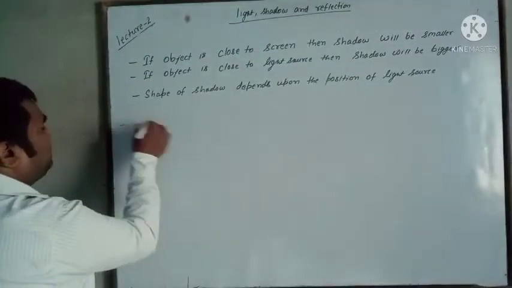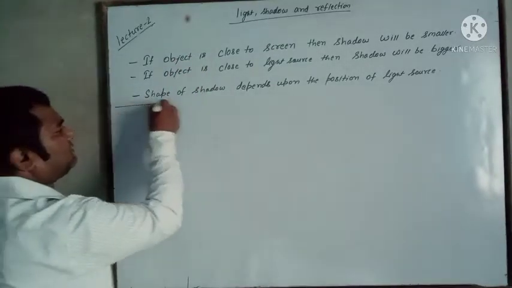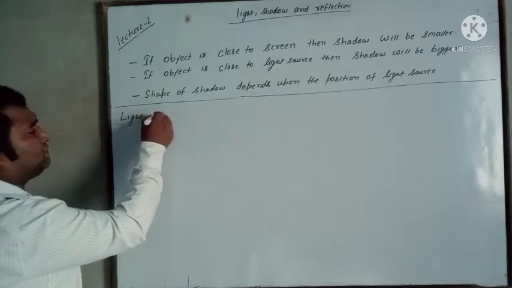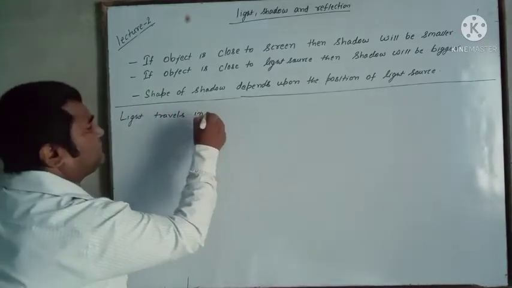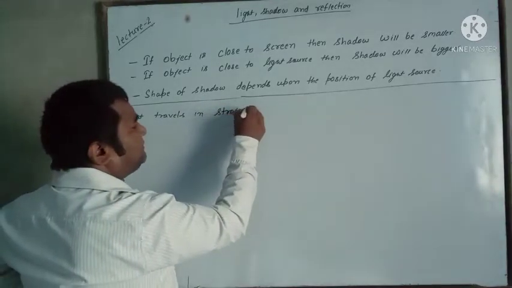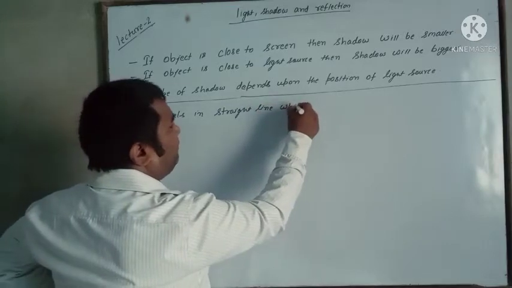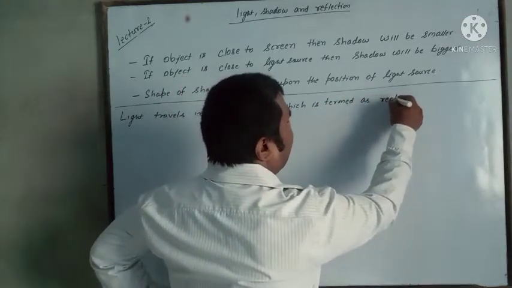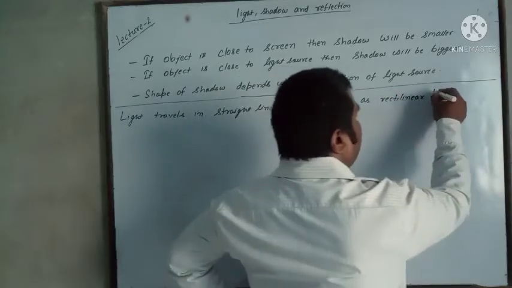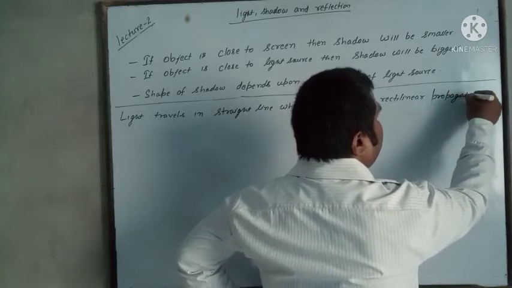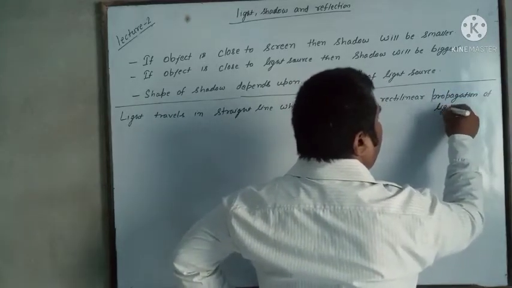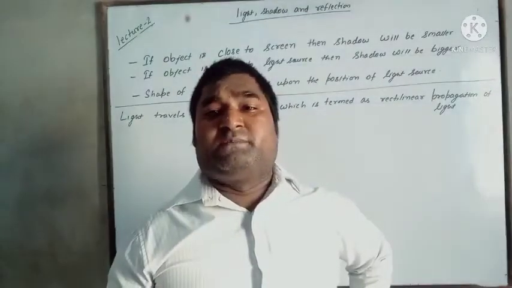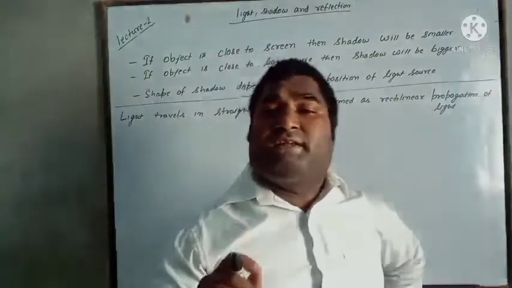So, next, this point is finished, now we are talking about the second point. Light travels in a straight line, which is termed as rectilinear propagation of light. So, what do you mean by rectilinear propagation? Rectilinear propagation means that the light travelling in a straight line is called rectilinear propagation.